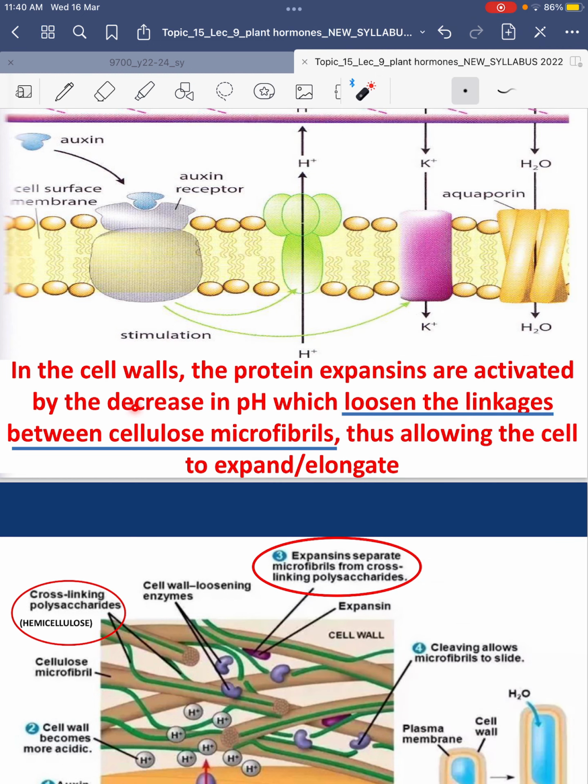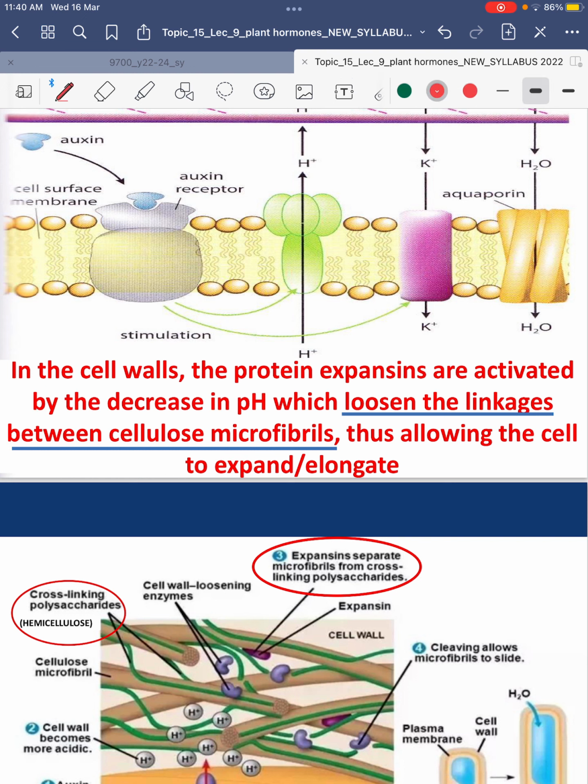So the pH decreases, that will activate the protein expansion. What does it do here? What does this protein expansion do? It loosens the linkages between cellulose microfibrils, thus allowing the cell to expand and elongate.